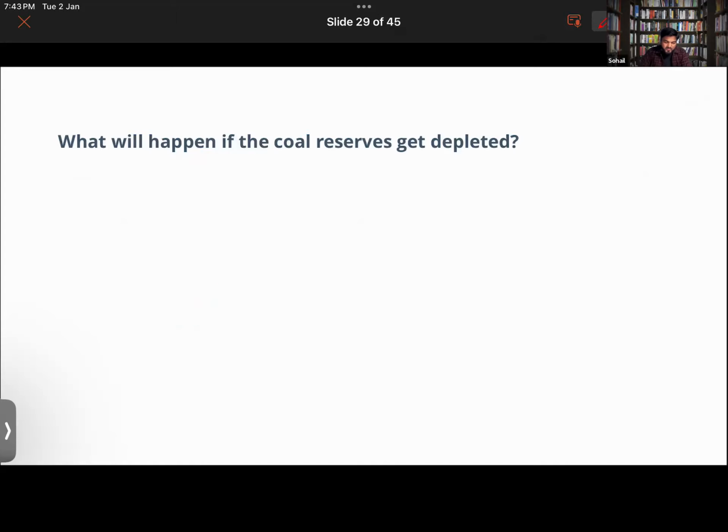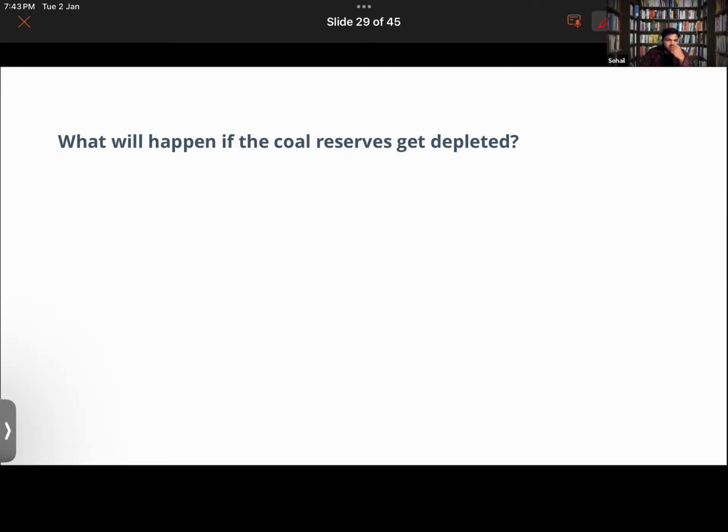Now moving on, what will happen if all the coal reserves were to get depleted on Earth? We know that coal is the major source of energy production here on Earth. We use it for industrial purposes and for domestic purposes also. So not just for burning, but coal is used for several other products also.